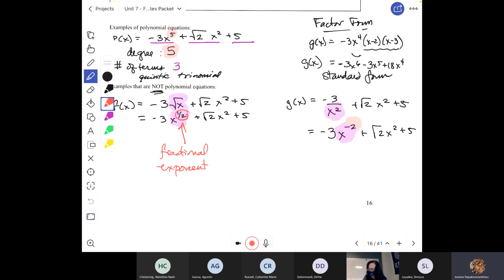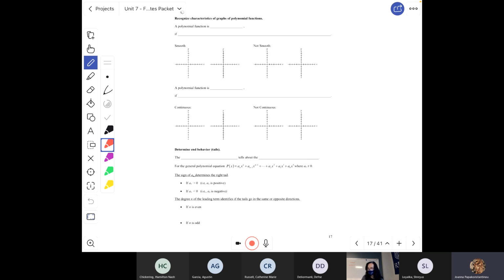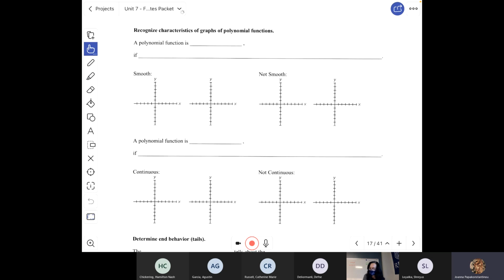And so the fact that we have a negative exponent means it's not a polynomial equation. Okay, so I'm going to give you equations. You need to be able to determine whether or not they're polynomial equations based on the definition. Now, let's say you are given polynomial functions. There's a new term that we need to be able to use and recognize in a function.